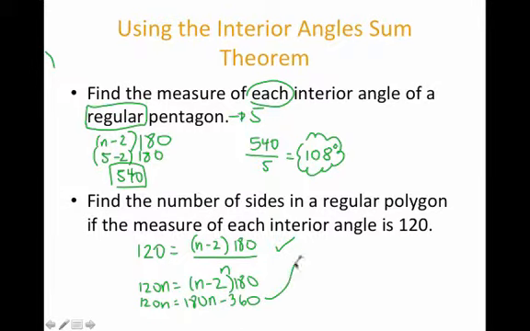I'm going to go over here. I'm going to subtract 180, so I'm going to get negative 60n equals negative 360. And then I'm going to divide negative 360 by negative 60, and I get 6. So it's actually a hexagon.